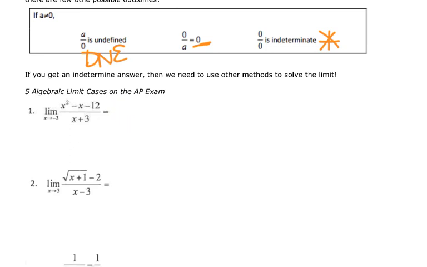Because it's 0 over 0, we want to choose a different method. We want to get rid of what's causing us to have zeros. So we're going to factor. And if we factored this, it would be, whoops, don't forget to write the limit first.